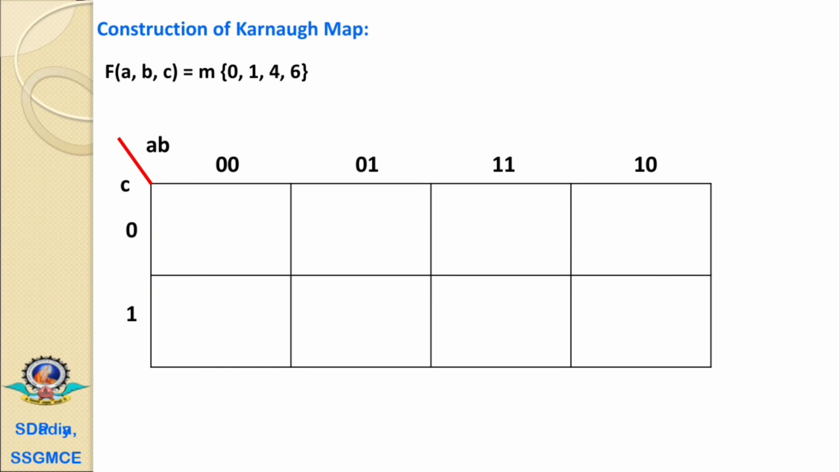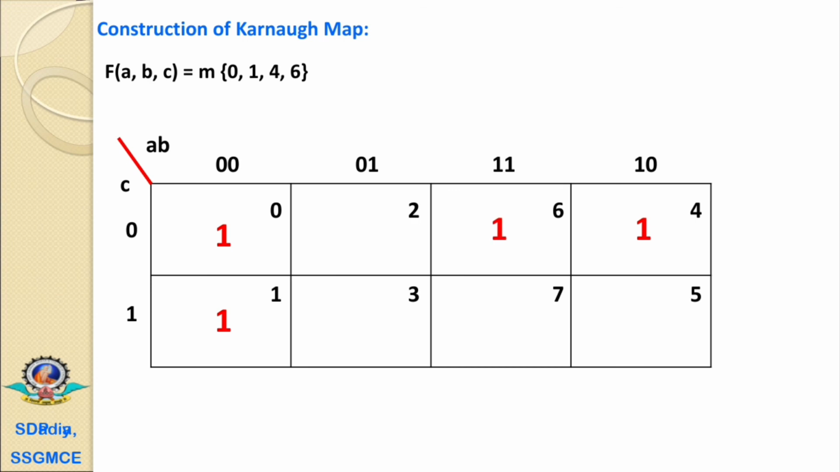Now we have to write down the cell designations. For the first column 0, 1, the second column 2, 3, the fourth column 4, 5 and then the third column 6, 7. As per the given function, we have to enter 1 for the 0, then 1 for the 1, 1 at the 4 and 1 at the 6.